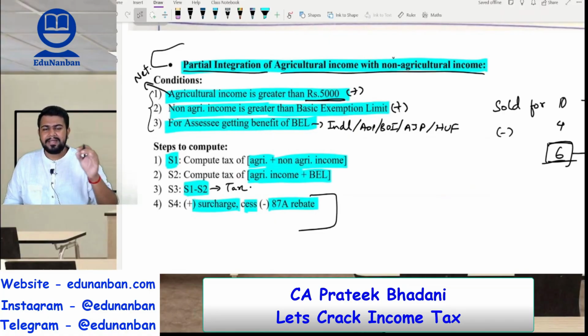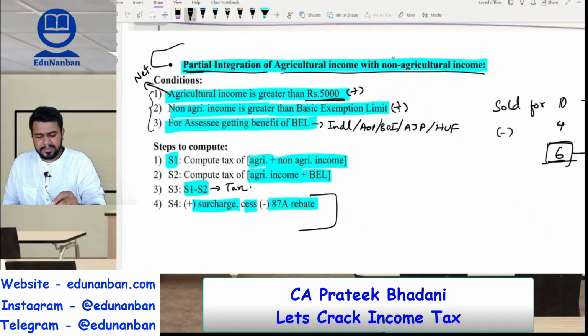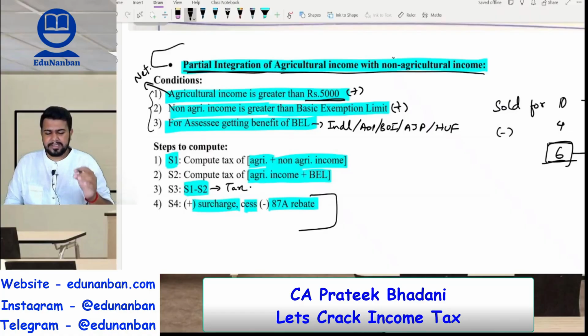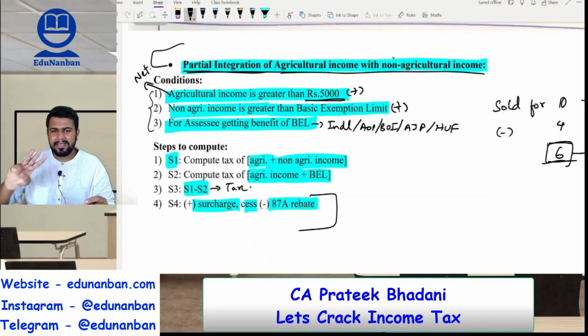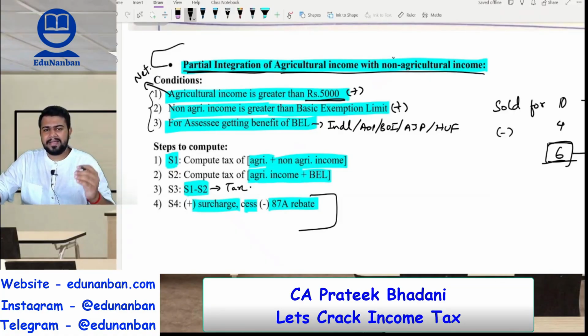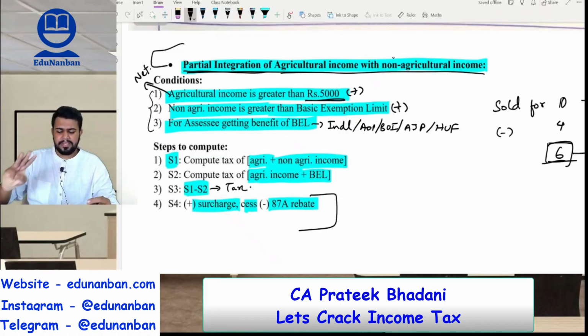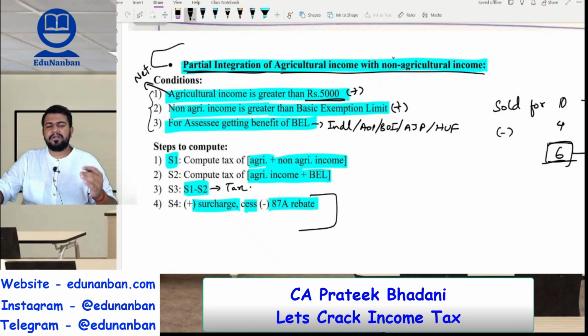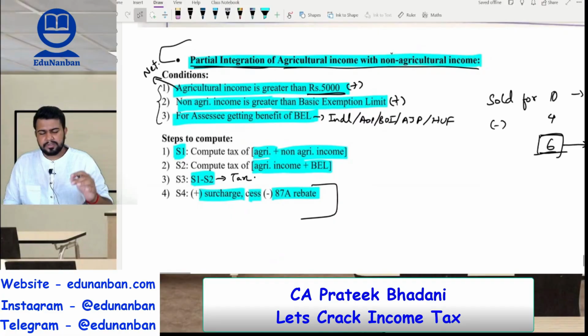Let us see what are the conditions when this partial integration concept will apply. Partial integration concept will apply only if all the three conditions are satisfied. Condition number 1, the agricultural income should be greater than 5,000 rupees. Number 2, non-agricultural income should be greater than the basic exemption limit. And number 3, the assessee should be enjoying the benefit of basic exemption limit. So who are such assessees? Individual, HUF, AOP, BOI and AJP, that is artificial juridical person. So if all the three conditions are satisfied, you have to do partial integration.